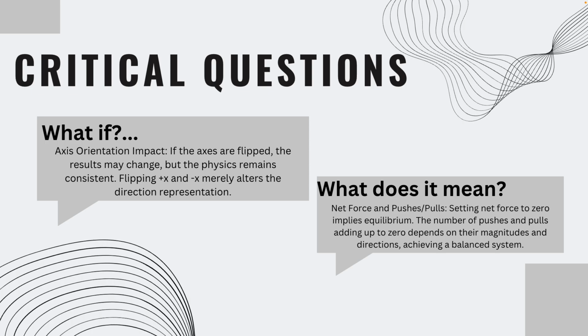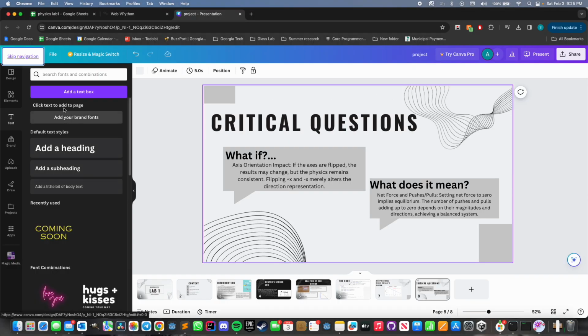And then what does it mean for the pushes and pulls? Setting it to 0 just implies equilibrium. So setting net force to 0 implies equilibrium. The numbers of pushes and pulls adding up to 0 depends on their magnitudes and direction. So it's both the magnitude and the direction, and eventually what's going to happen is that they're going to achieve a balanced system.